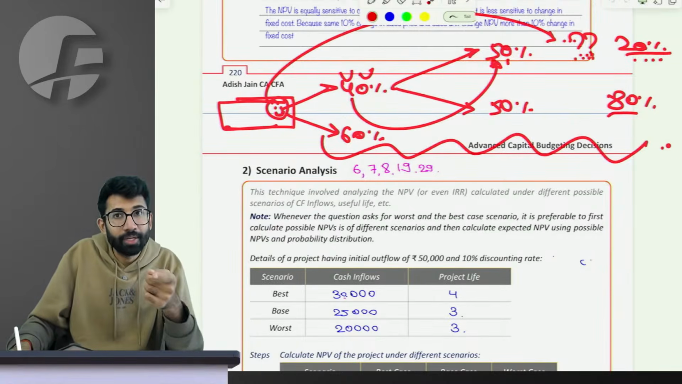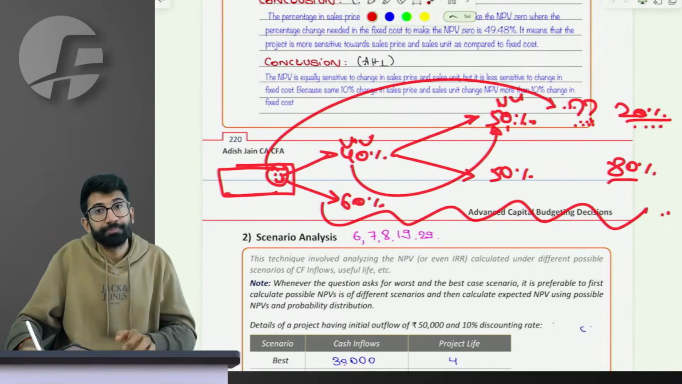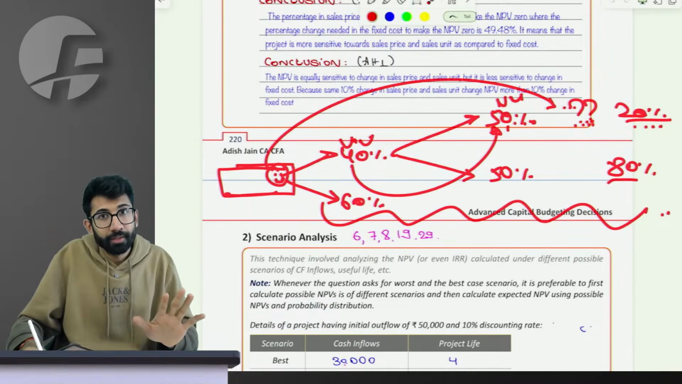Could you understand what I said? Joint probability, the probability of occurrence of both the events. Yes? Could you understand it?